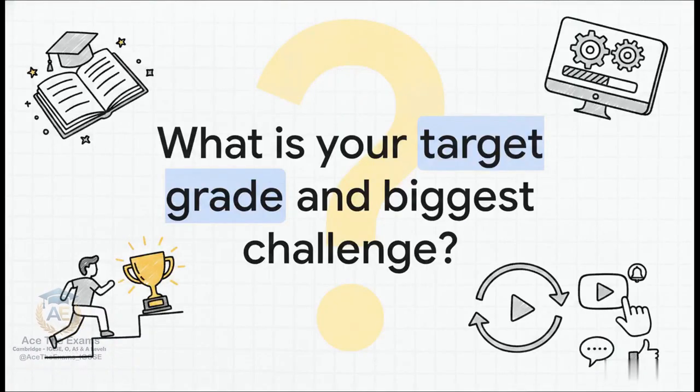So, as we wrap up this masterclass, I want to leave you with a provocative question to really think about. What is your target grade for Computer Science 9618, and what is the biggest challenge currently standing in your way? Think about the strategic moves you need to make right now on the chessboard to achieve that A-star. Students who implement these computer science strategies see an average improvement of 2 grade boundaries, but only if they practice consistently with our weekly videos.